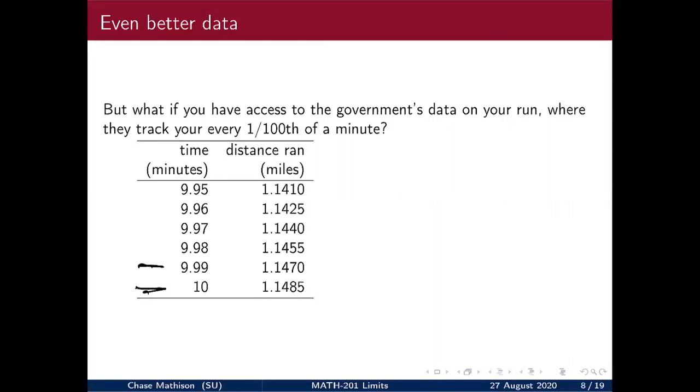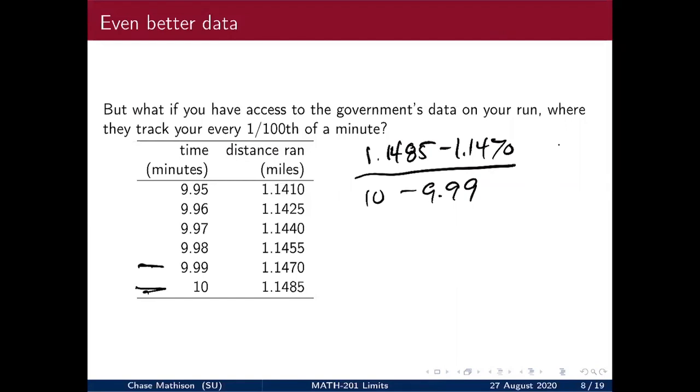So when I do that, I'm going to get 1.1485 minus 1.1470 divided by 10 minus 9.99, and this is in miles per minute. Well, when you do that subtraction, you're going to get 0.0015 divided by 0.001 miles per minute.